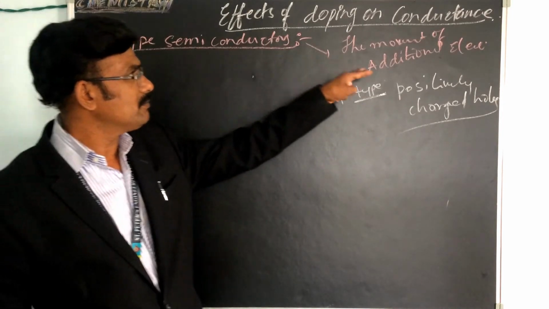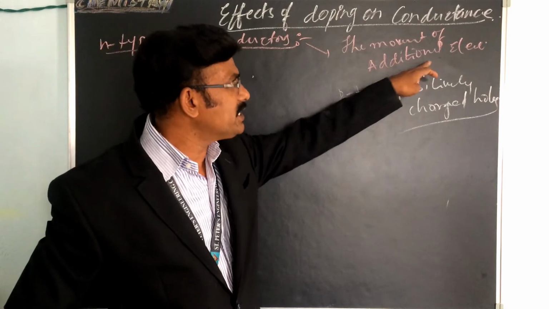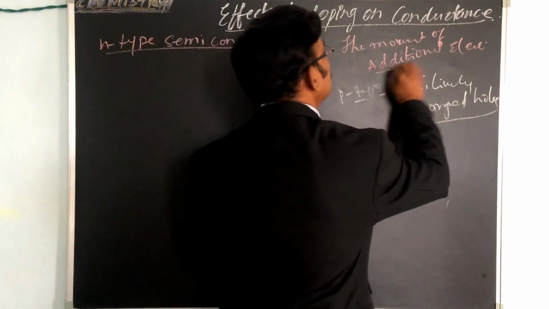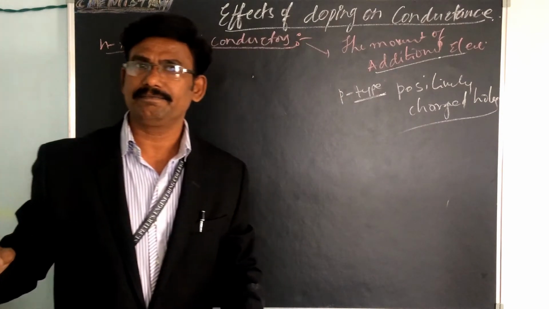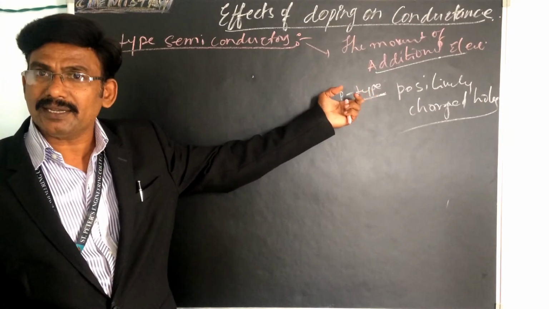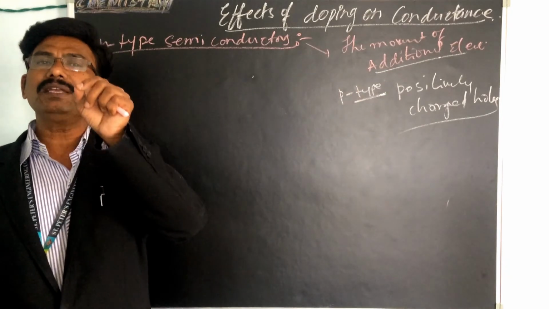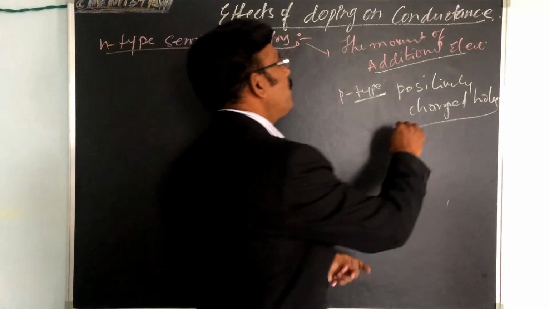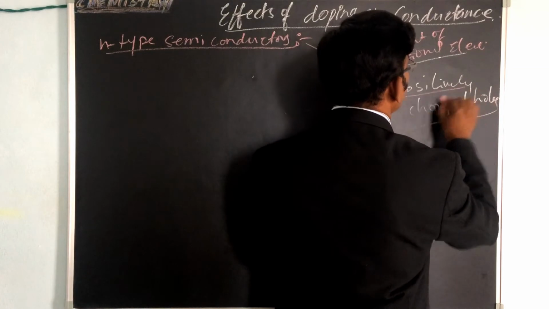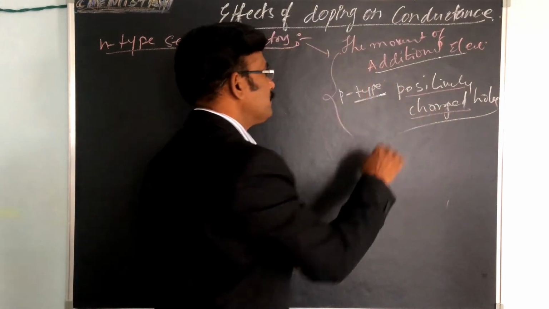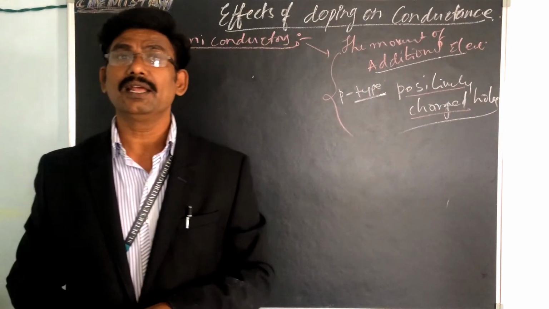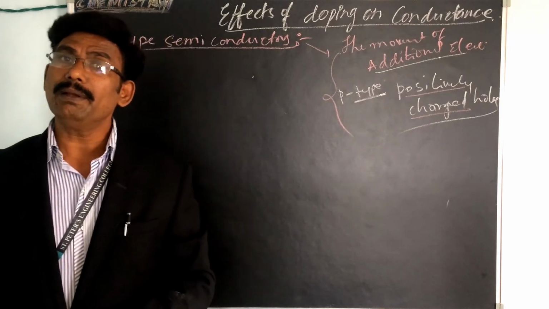In N-type semiconductors, it is the movement of additional electrons. Whereas in a P-type semiconductor, a doped semiconductor, it is the positively charged holes. We have to remember these two things; they are very, very important.